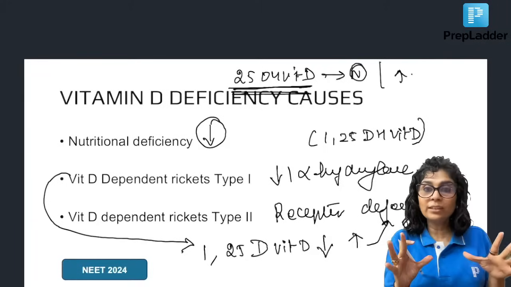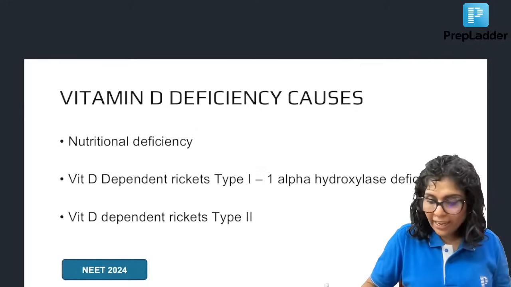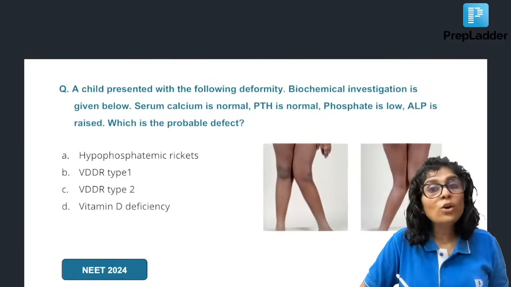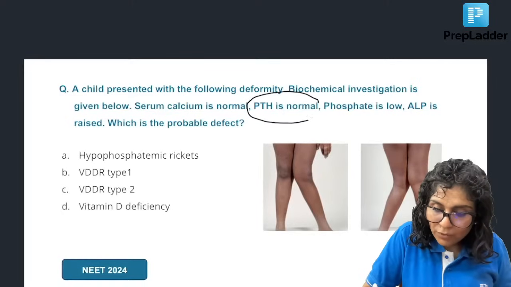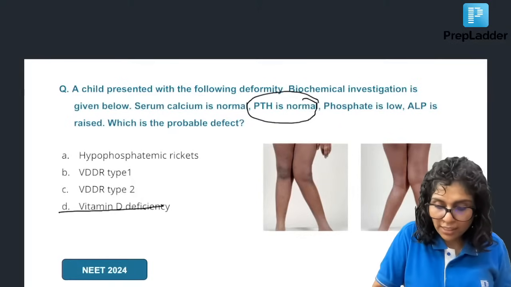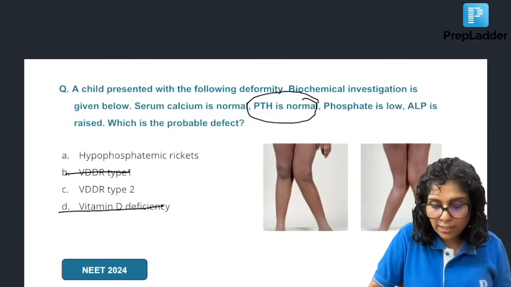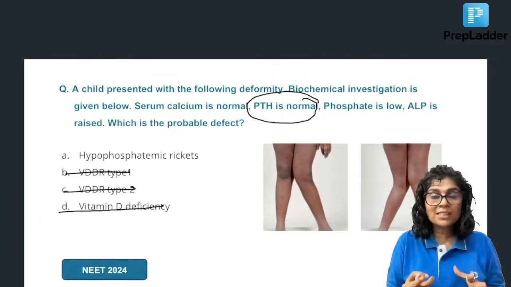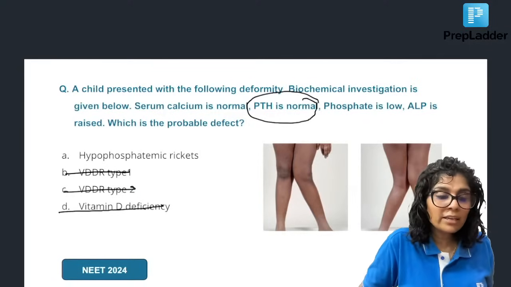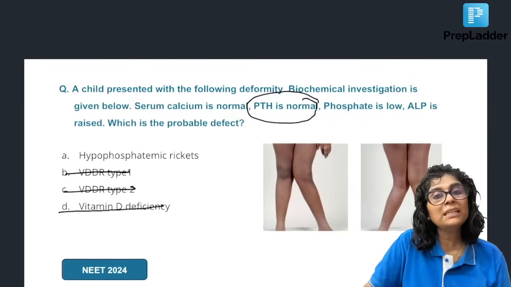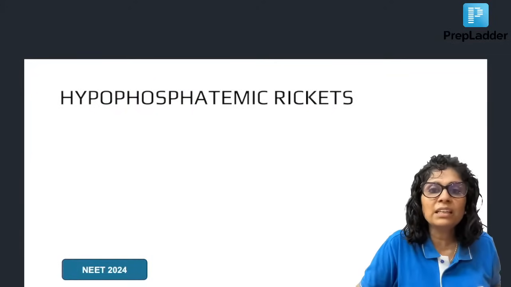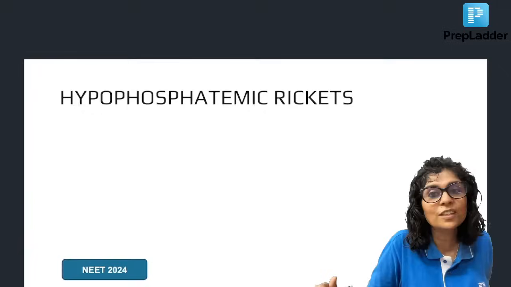Are you clear so far? So can you exclude choices here? What are the choices that you have excluded already? Because the PTH value is normal, I am going to exclude nutritional vitamin D deficiency. I am also going to exclude dependent rickets type 1 and type 2, because in all these conditions there will be secondary hyperparathyroidism. So what is my answer here? My answer here is hypophosphatemic rickets. But this is not enough, right? You will have to know what hypophosphatemic rickets is. Why is the PTH level normal in this condition?